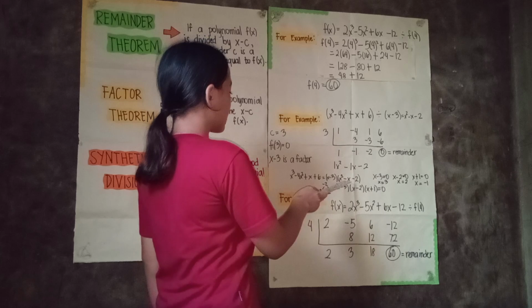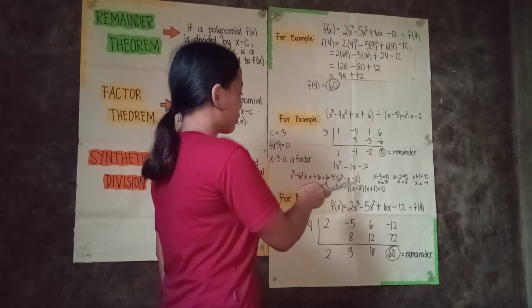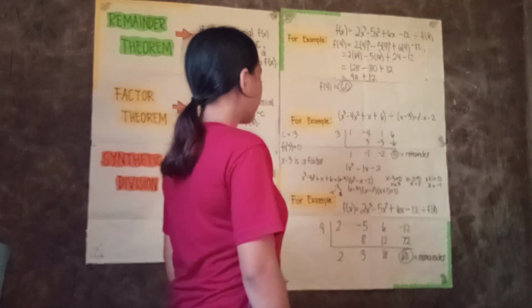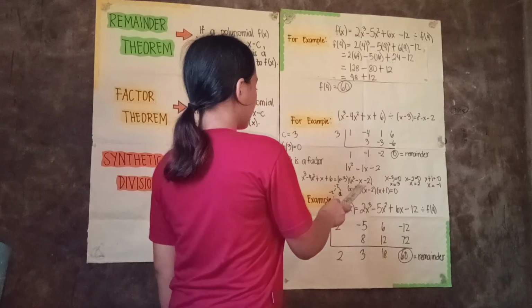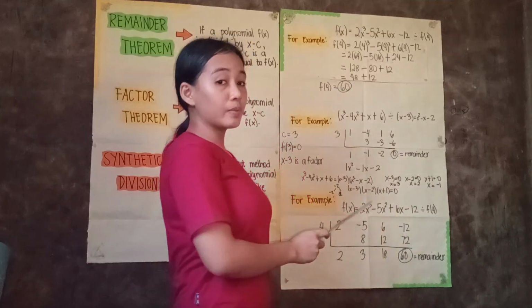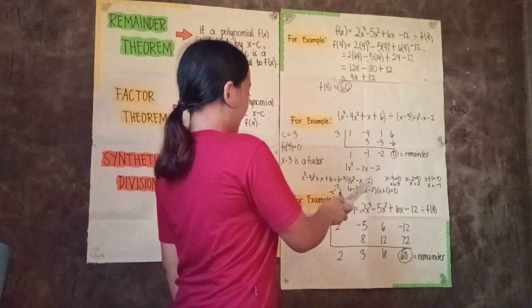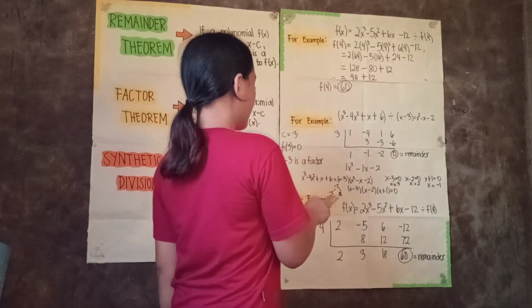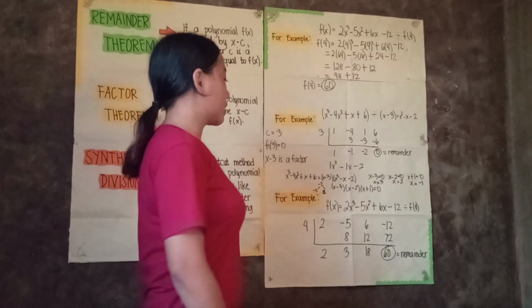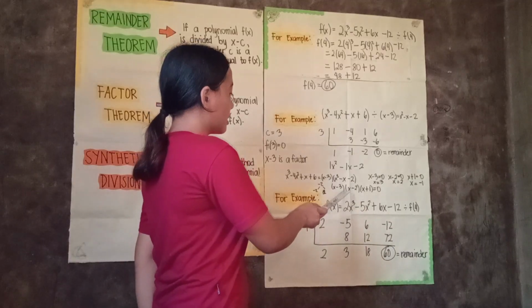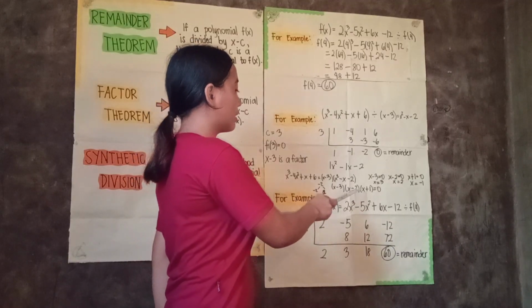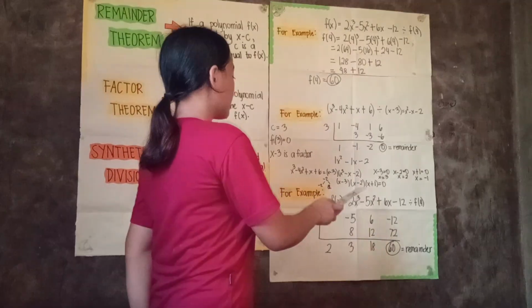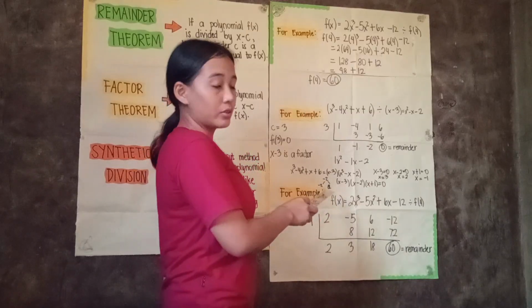Let's factor this quadratic expression or trinomial. So, can we factor that expression? Are there two numbers that multiply to negative 2 and add to negative 1? So, this will be negative 2 and 1. Now it will be x minus 3 times x minus 2 times x plus 1. This expression is completely factored.